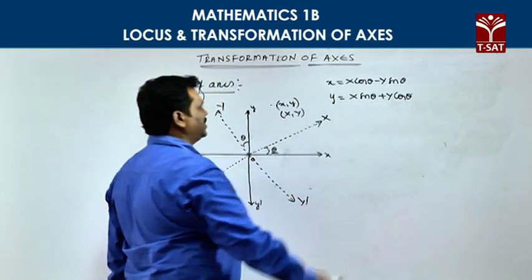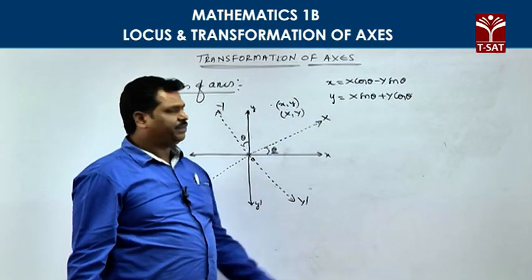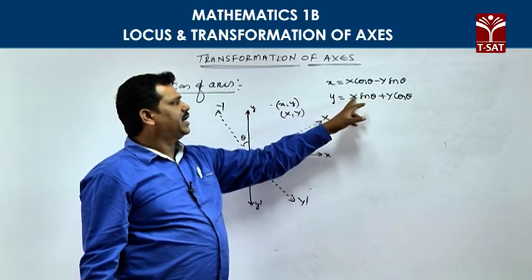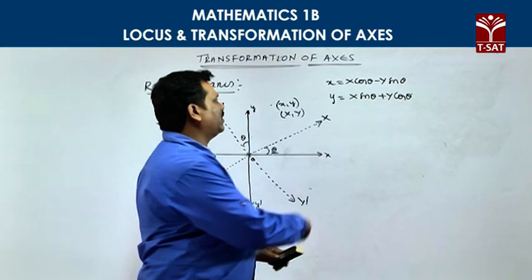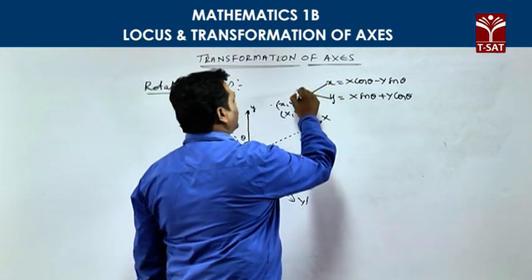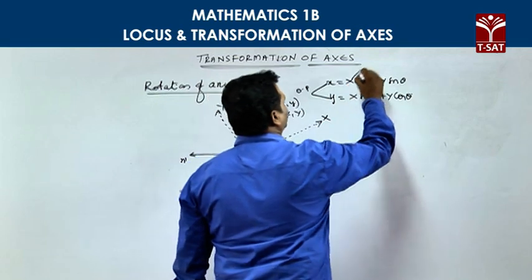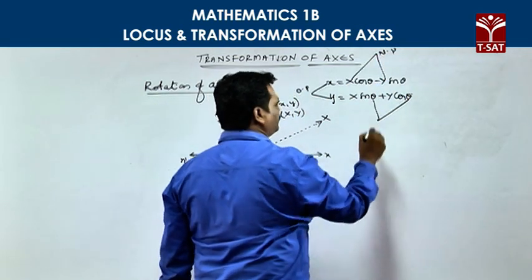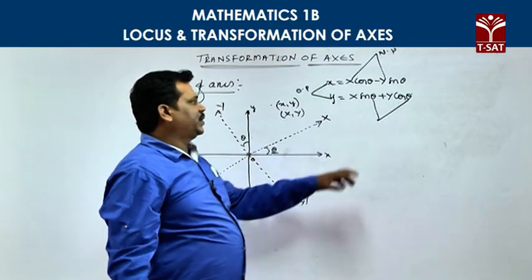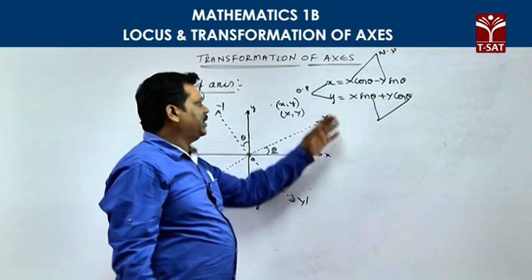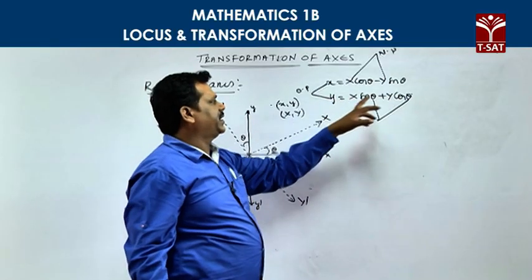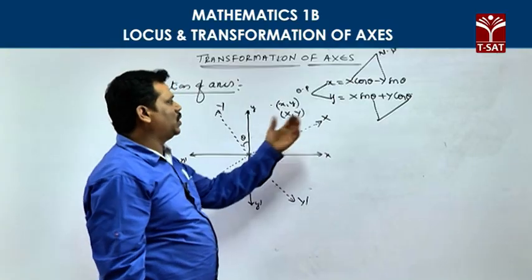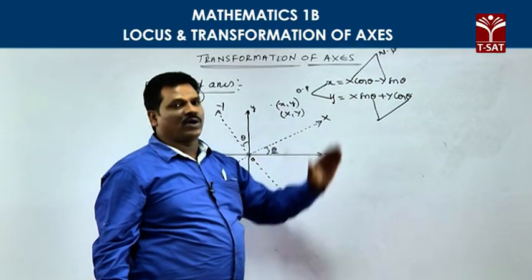This gives small x and small y. Now how to find capital X and capital Y? Here small x and small y is the original point, and capital X, capital Y is the new point, and theta is the angle when the axes are rotated through an angle theta. So here the original point is small x equals X cos theta minus Y sin theta, small y equals X sin theta plus Y cos theta.